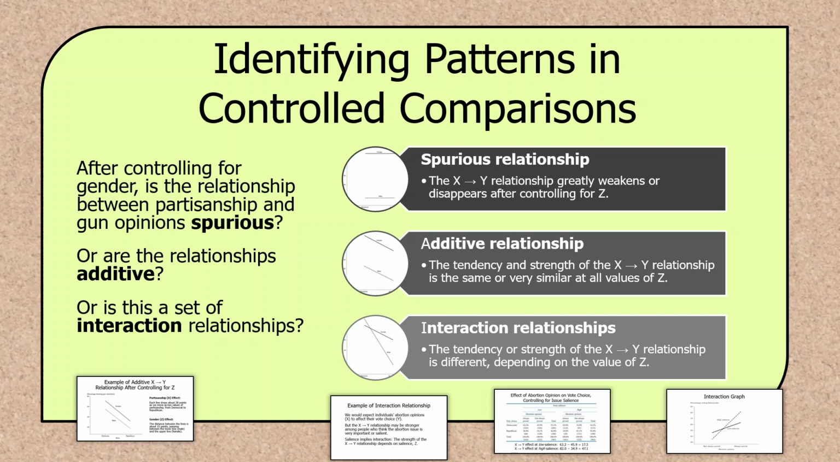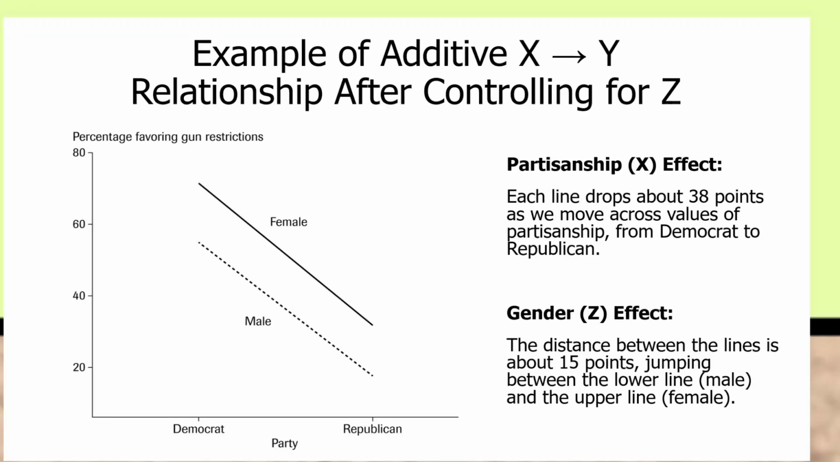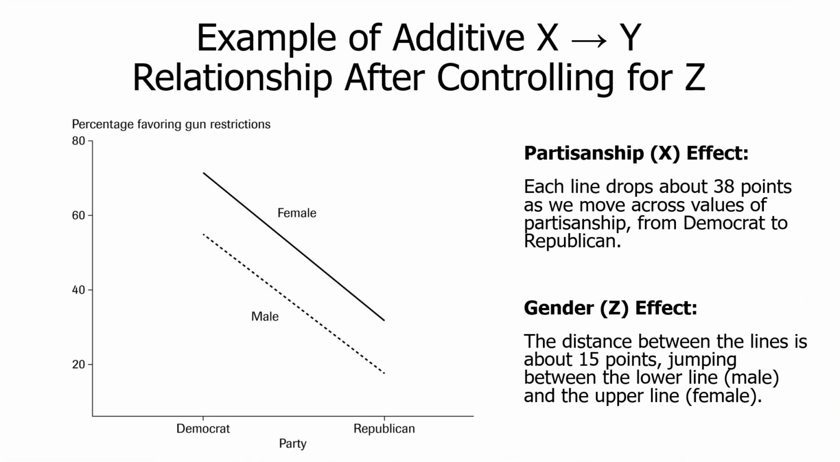We have one that's really quite symmetrical, and the partial effects can be used to summarize the relationships. So I've declared that this is an additive relationship. Let's look at why. Now here's a graph of that relationship between partisanship and gun control opinions controlling for gender.